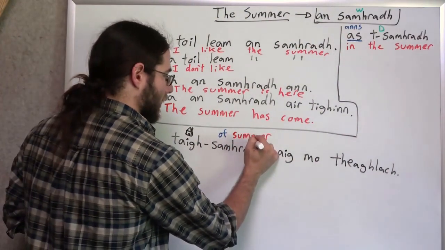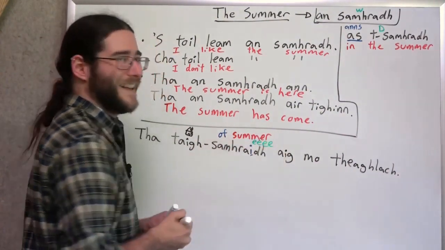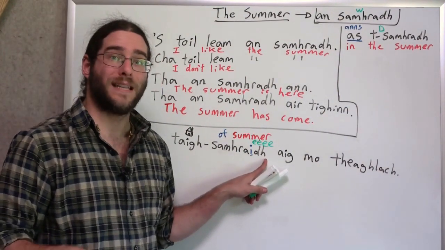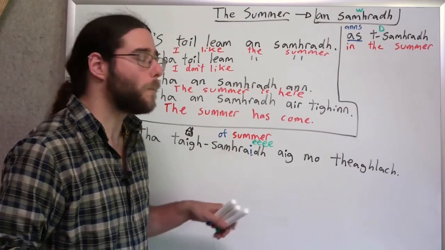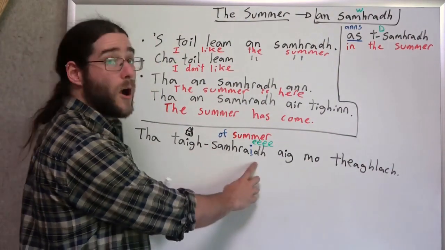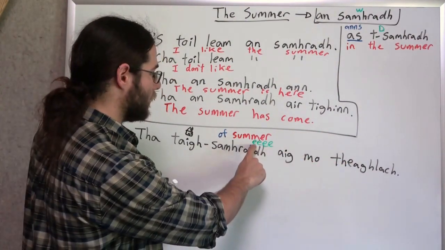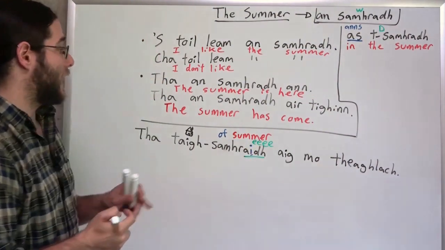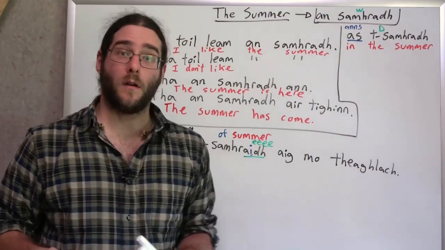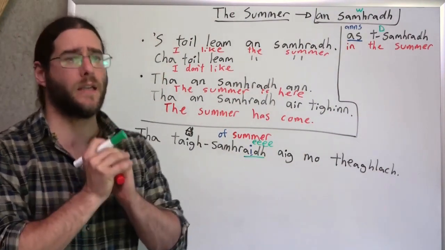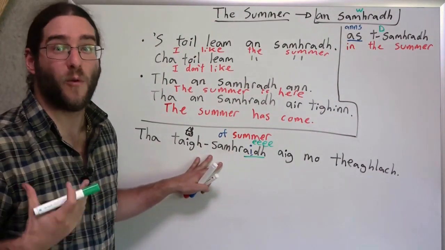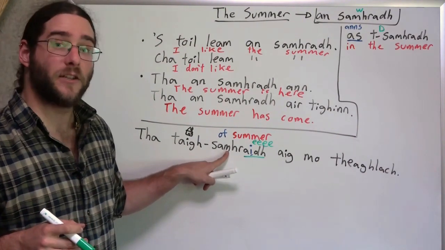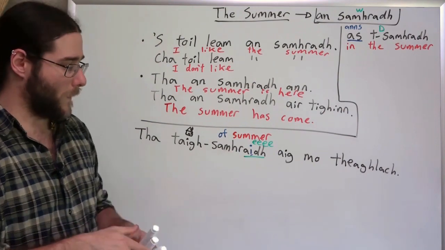Now this ending is kind of an E. That's what AIDH sounds like. There's E if it ends a word. Tha taigh samhraidh. There it is. It's the AIDH. Tha taigh samhraidh aig mo theaghlach. Or tha mi ag iarraidh taigh samhraidh. I want a summer house. So now we're using summer like an adjective. We're really saying of summer.